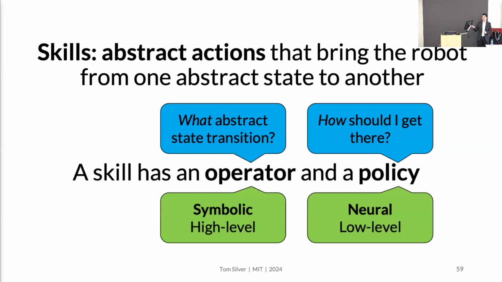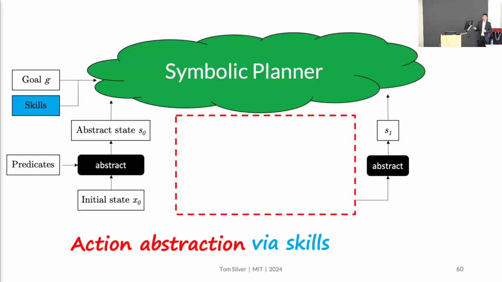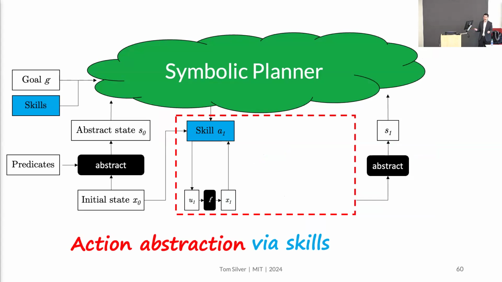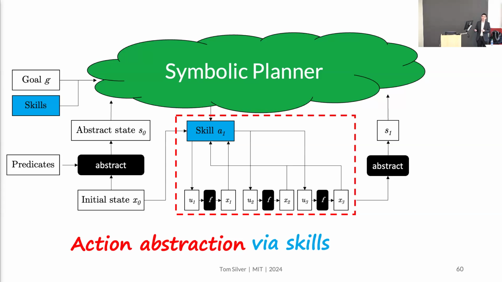So for example, we can take a look at this planning architecture that we've been building out. Now the symbolic planner is going to be outputting these skills. But then the skills will have these policies, which look at the current low-level state and output low-level actions and operate in closed loop with the environment. So outputting actions, receiving states, outputting actions, receiving states, and then finally terminating once the skill has reached the next abstract state that's predicted by the operator of that skill.